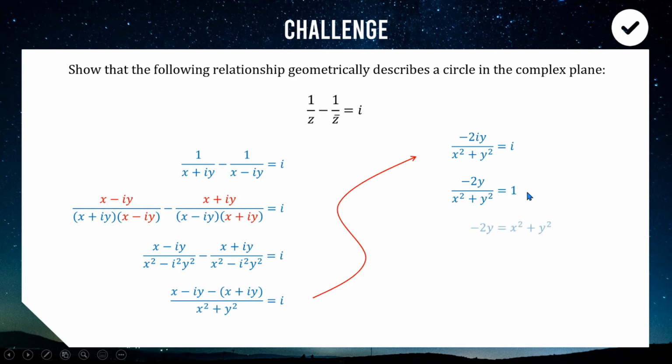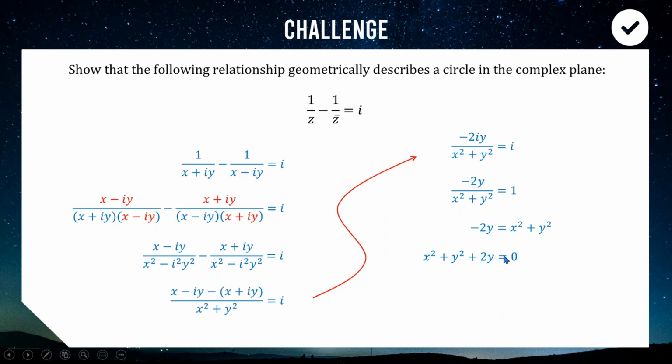Now we're looking good. We're going to multiply the x squared plus y squared across. So we have minus 2y is equal to x squared plus y squared. Looking very circular now, we'll bring the 2y across to make it positive 2y. So we have x squared plus y squared plus 2y is equal to 1.